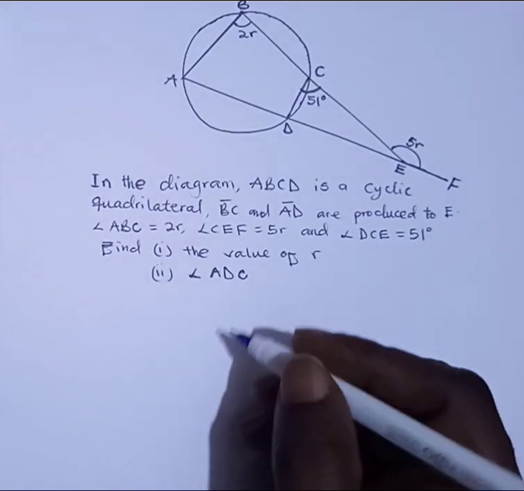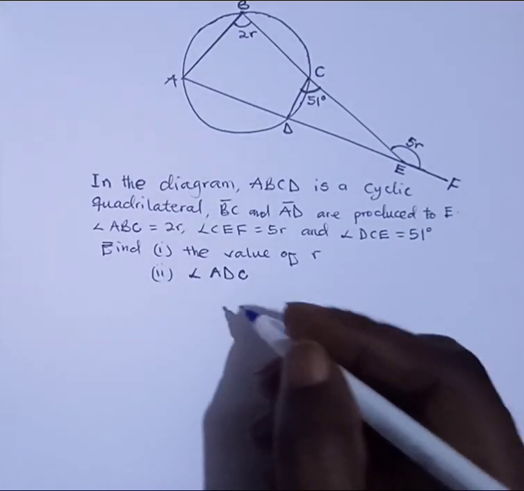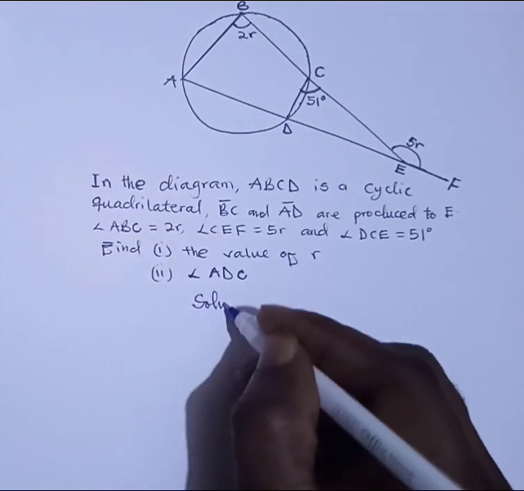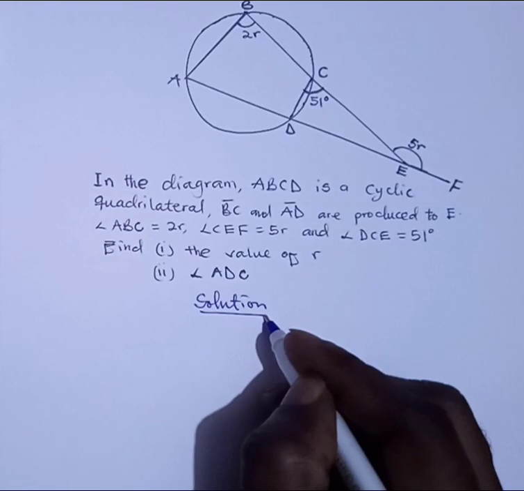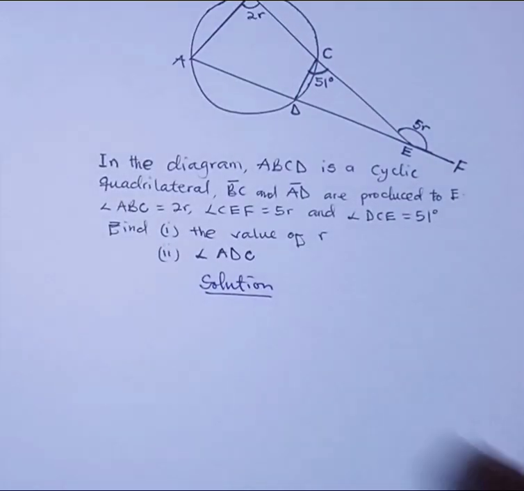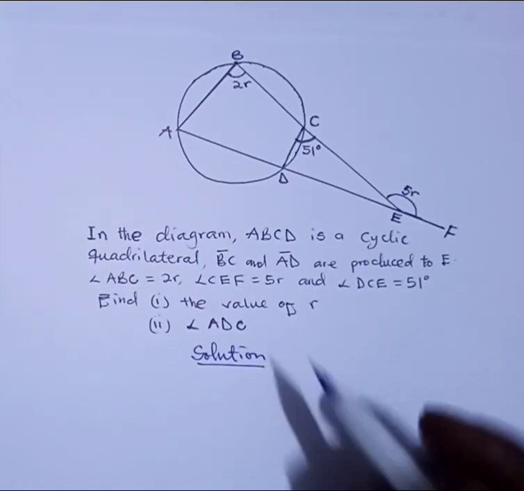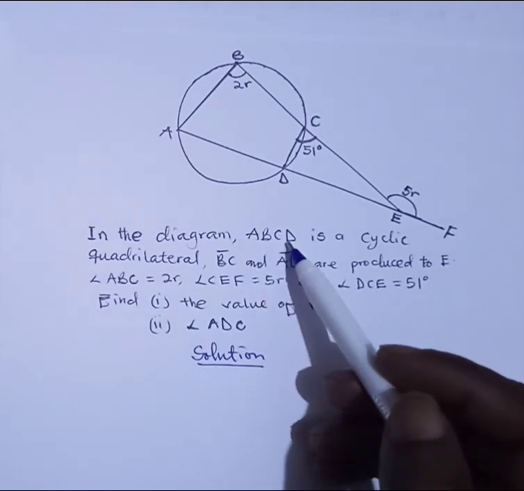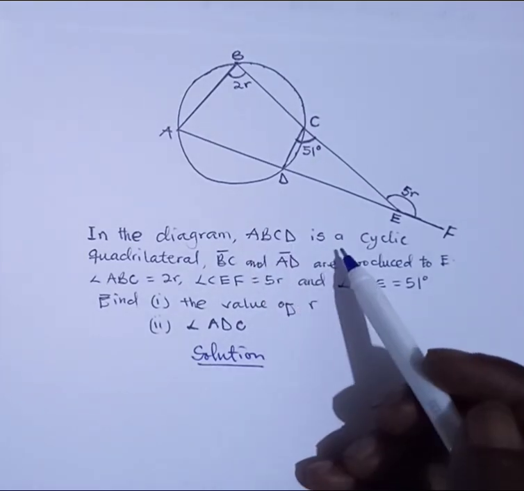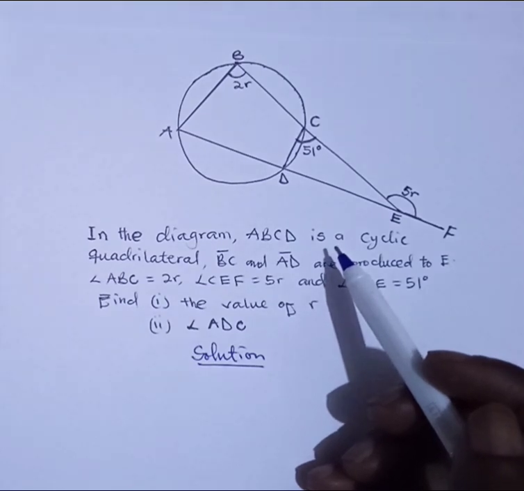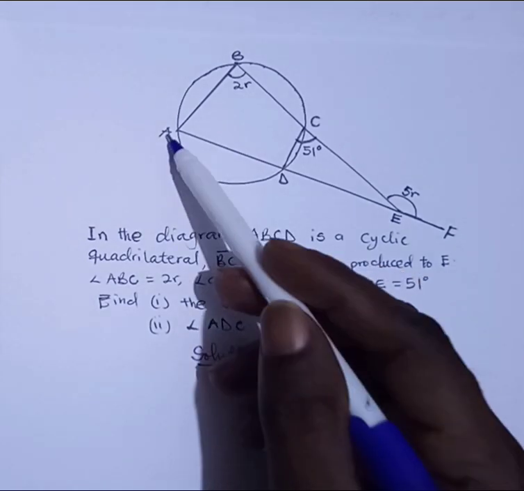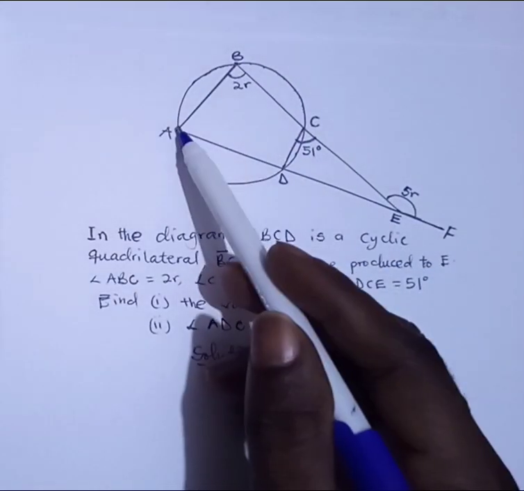So let's quickly look at how we can do this question. We begin with our solution. Before that, let's look at this diagram here. In the question, we are saying ABCD is a cyclic quadrilateral. Remember in plane geometry 2, we talked about cyclic quadrilateral. It is one of the theorems. So we have A, B, C, D.